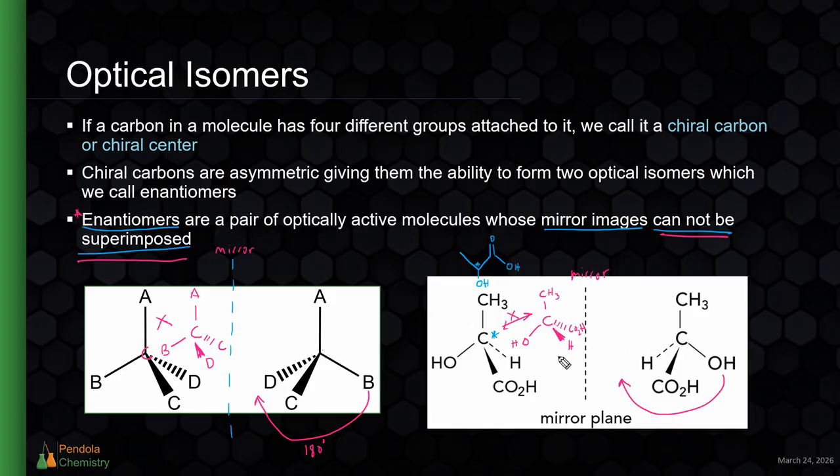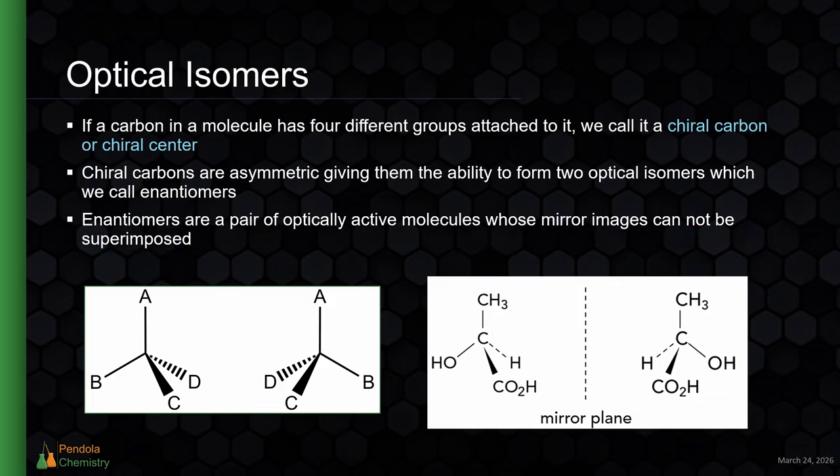Enantiomers. They're a pair of optically active molecules, which we'll talk about what that means in a little bit, who are mirror images of each other, but they're non-superimposable. They cannot overlap with each other. Now, this can be very hard to see. In order for a molecule to have an enantiomer or to have optical isomers, it needs to have a chiral center. But the problem is that most of the time, the molecules we see are not drawn like this. So let's look at a few examples of that.